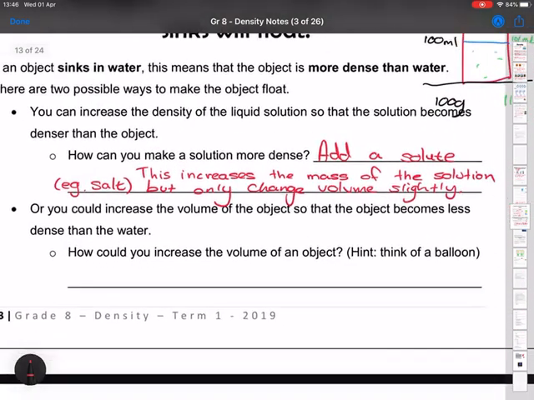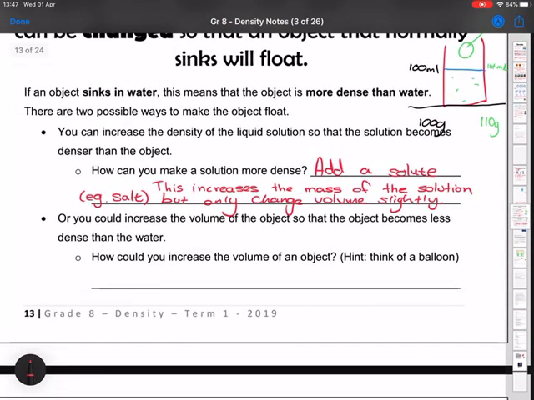Okay. Another way that you can change whether an object floats or sinks in a liquid is to increase the volume of the object so that the object becomes less dense than water. How could you do that? Let's say, for example, that you had a balloon and you put a few pieces of rice inside your balloon.